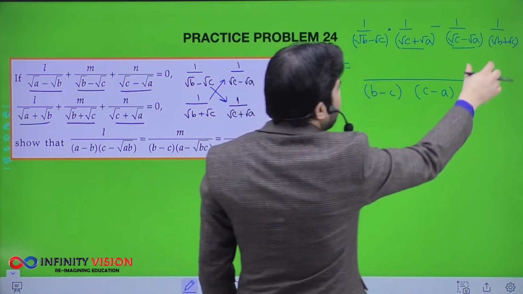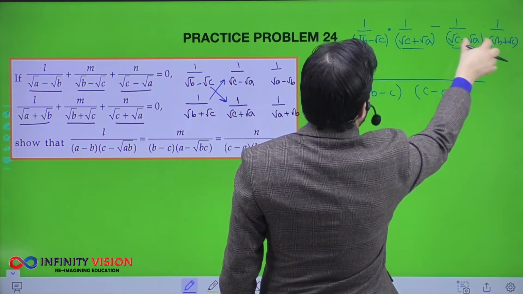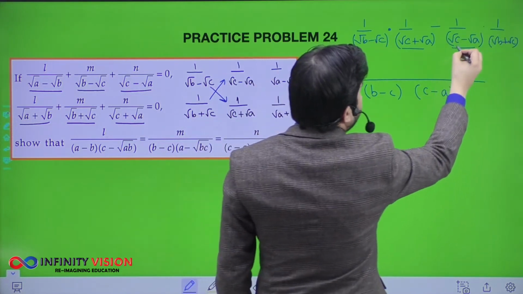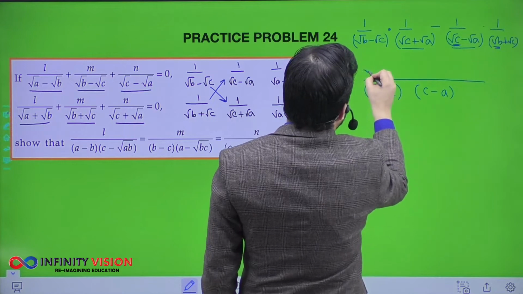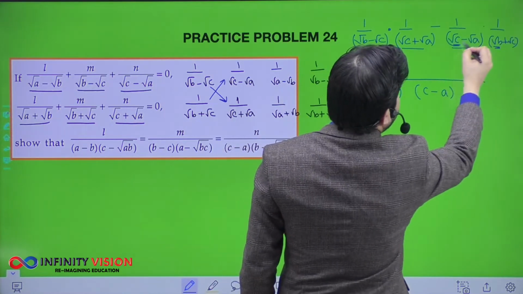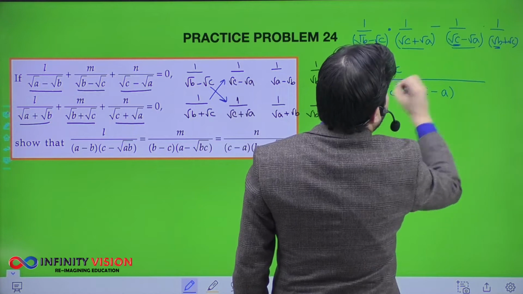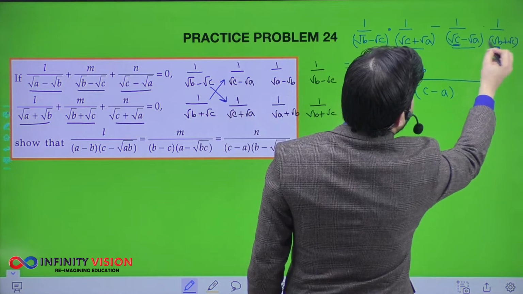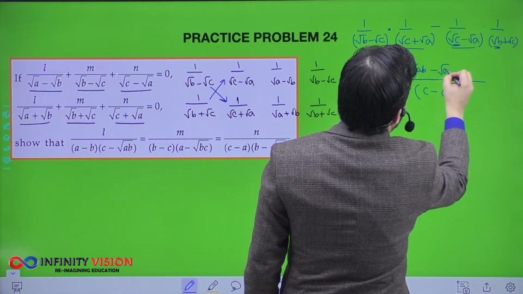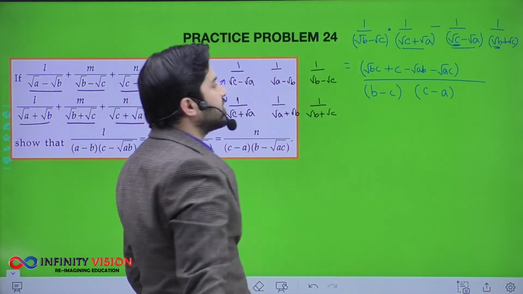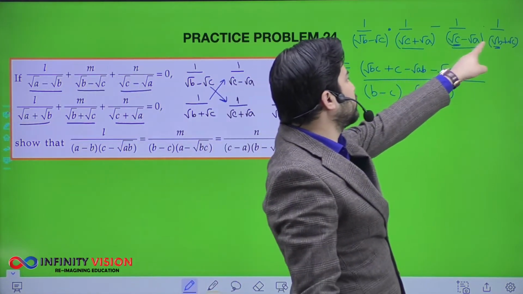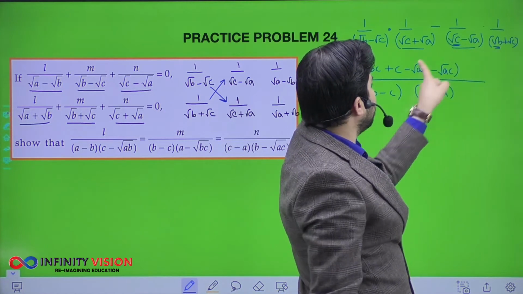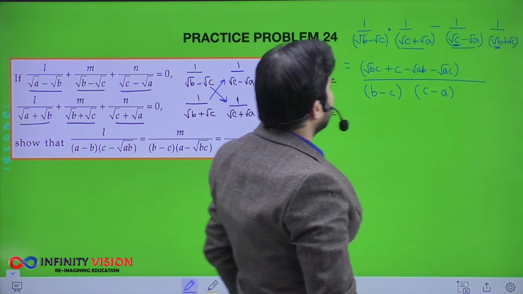Now what we need to do is put the product of these two in the first term of the numerator. So root c into root b, I'll just multiply. Root c with root b will become root bc. And root c with root c would become plus c. Minus root a into root b would become minus root ab. And minus root a into root c will become minus root ac. So this would be the first term of your numerator, because I just multiplied root c with root b, that is root bc, root c with root c, that is plus c, minus root a into root b, minus root ab, minus root a into root c, minus root ac.